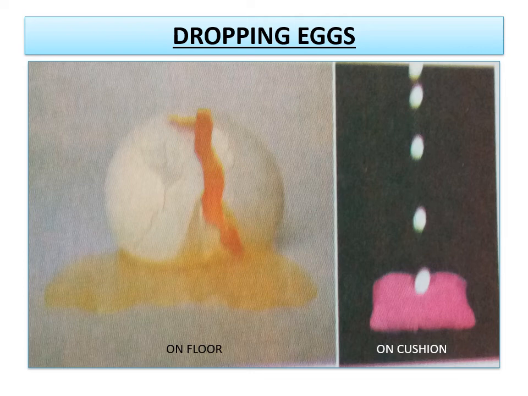So what you're watching in the picture is the dropping of eggs. You have to take two eggs and drop them from a certain height such that one egg falls on a concrete floor and another egg falls on a cushioned floor. So what changes do you notice in both the eggs after they are dropped?